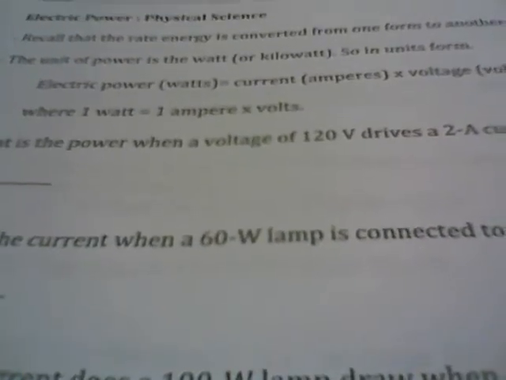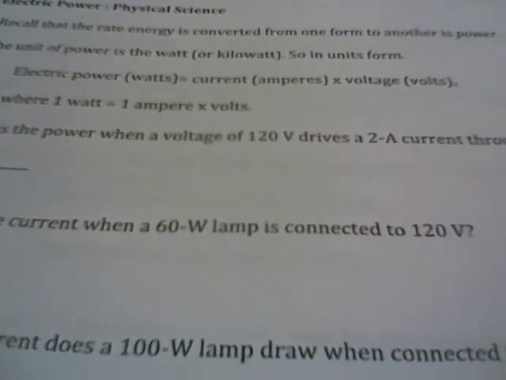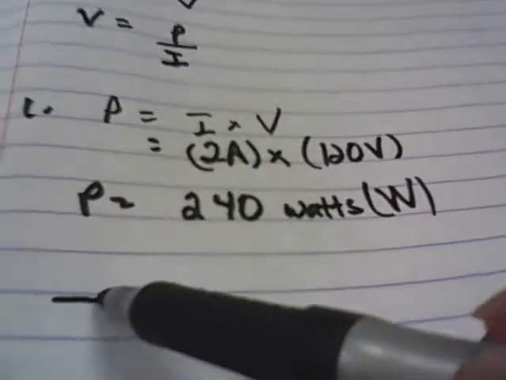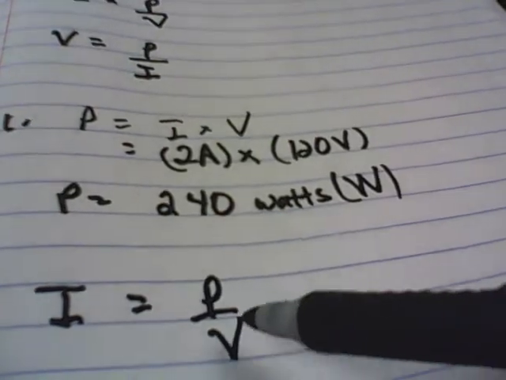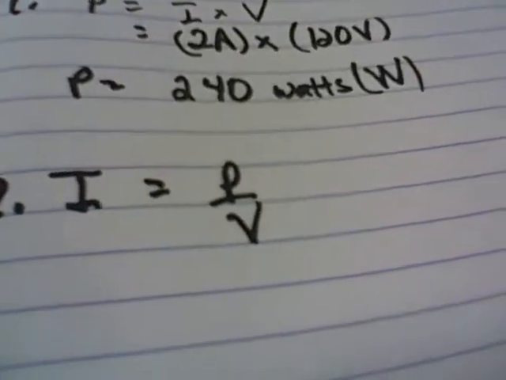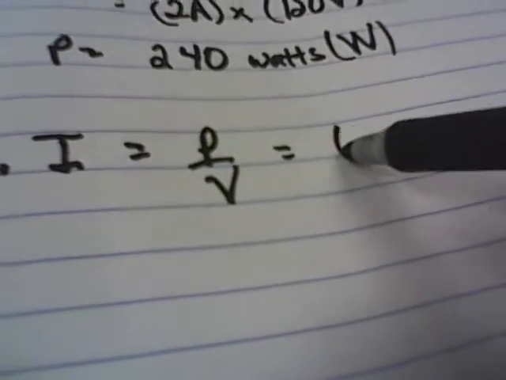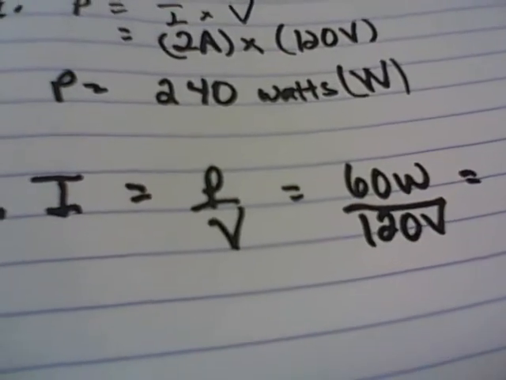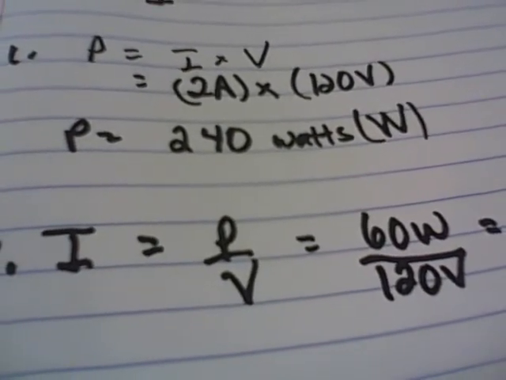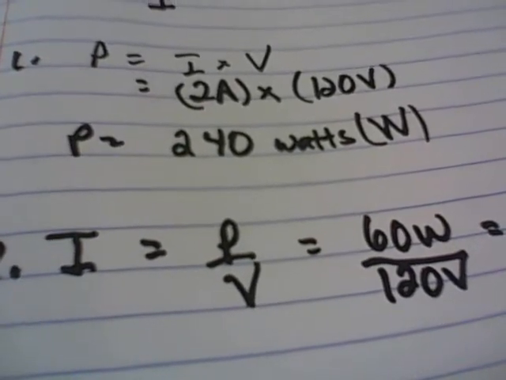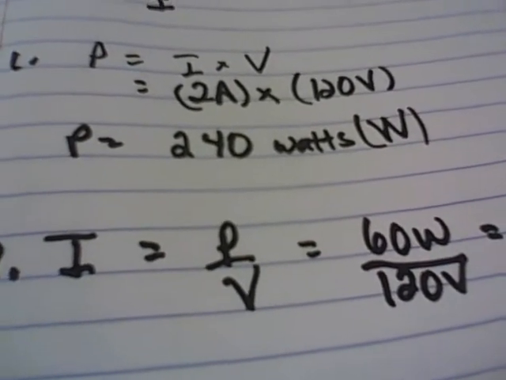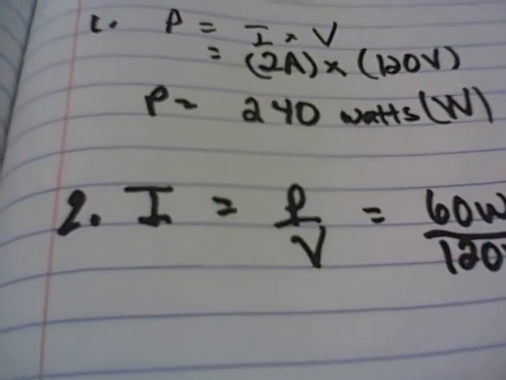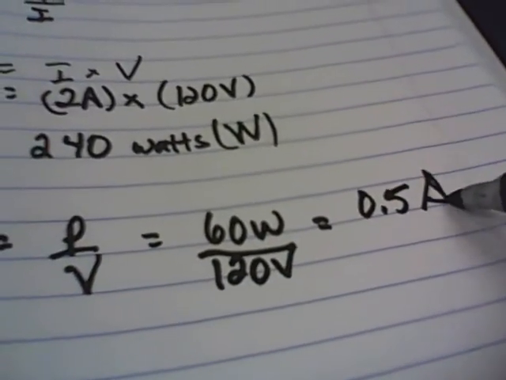Now, if we're looking for current, it says what is the current when a 60 watt lamp is connected to 120 volts. So we use this equation here, which is current I is equal to P over V. And so for number two, the power is 60 watts and the volts is 120 volts. What will the current be? So we'll use our calculator, and 60 divided by 120 equals 0.5. And since it's current, that means it's amps.